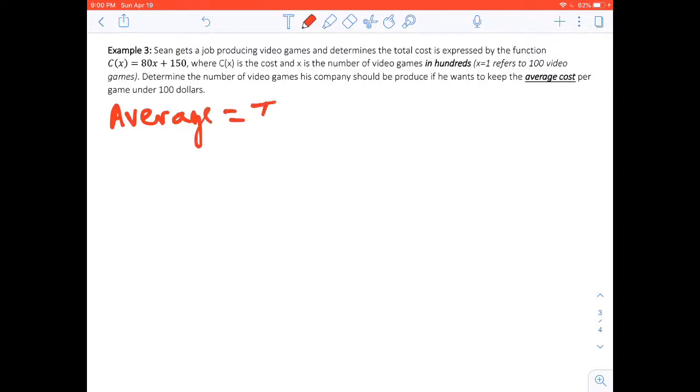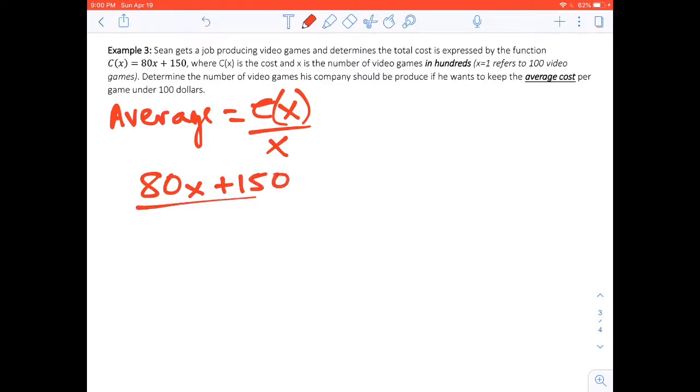is equal to total divided by how many? So in this case, his total cost is C of x. And how many is he producing? He's producing x games. So we need to have the total cost divided by x, which is 80x plus 150 divided by x, and we want to keep that number less than 100 because I want the average cost per game. Right, we take our total cost divided by number of games, that's average cost per game, that's why we have to divide by x.